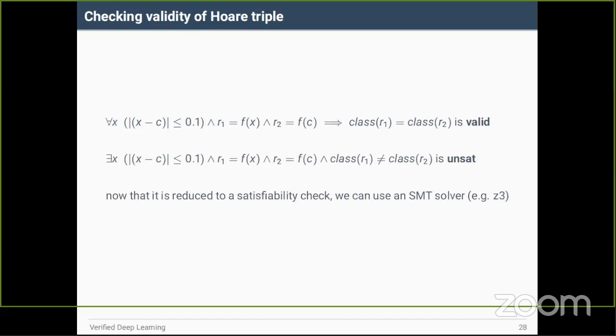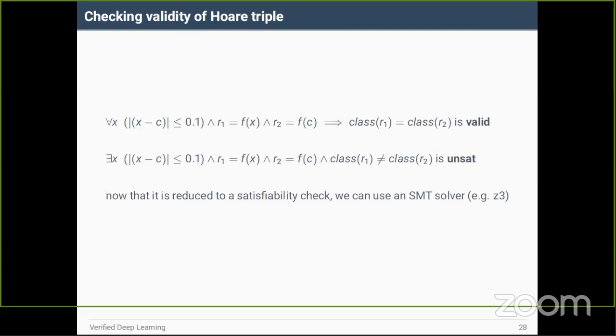So this is the thing that we want to check, whether this is a valid formula. We know that a formula is valid if and only if the negation of that formula is not satisfiable. So in the second line I've simply negated the formula and I'm saying that this is unsat.